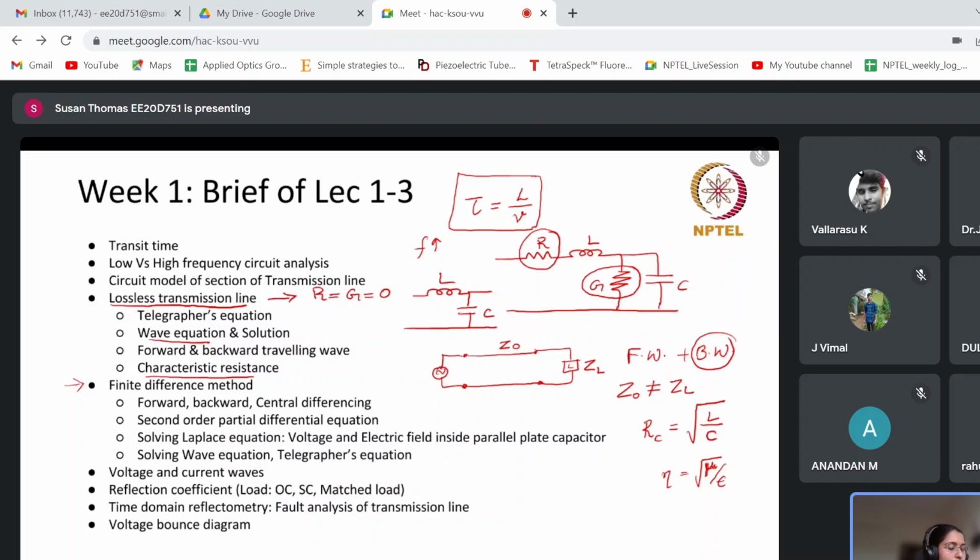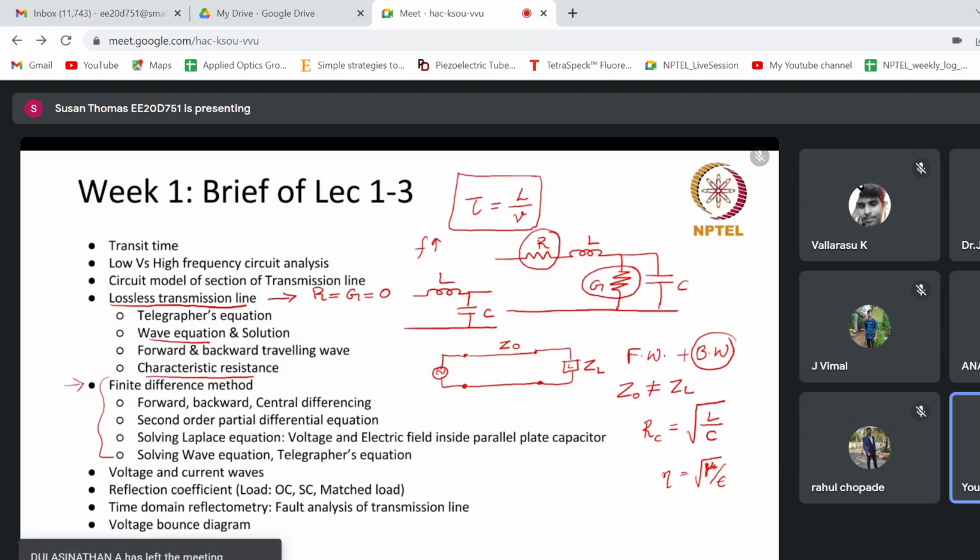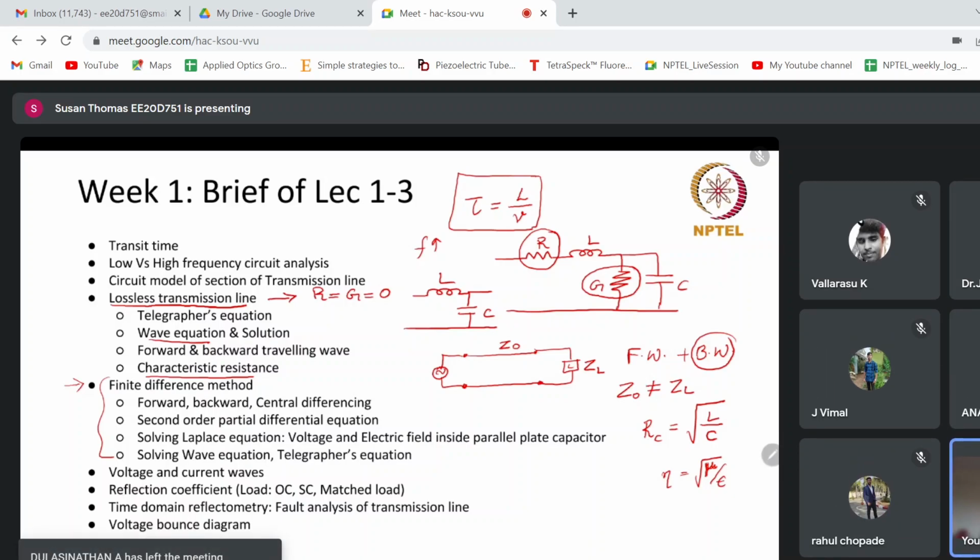Let us come to these in detail while we solve some of the sample questions. Let us go on to some topics which were discussed later. One is voltage and current waves, then the reflection coefficient in case of open circuit, short circuit or matched load, and then time domain reflectometry, which helps us analyze faults in a transmission line. We'll discuss a sample problem on this also. And towards the end of this week one, we also have the voltage bounce diagram.